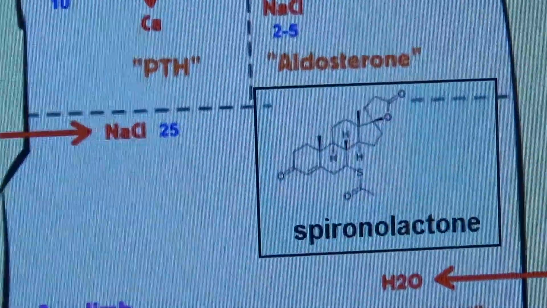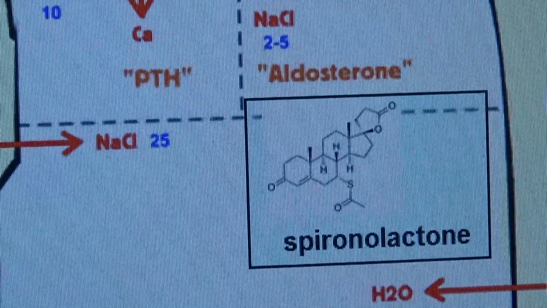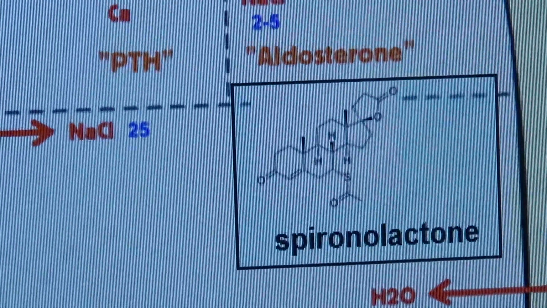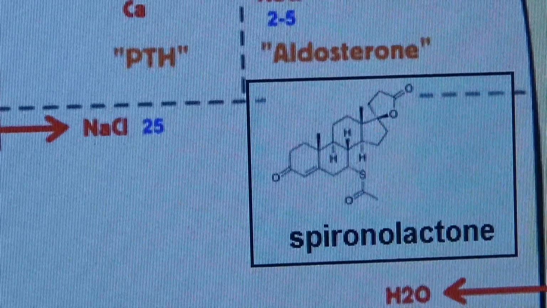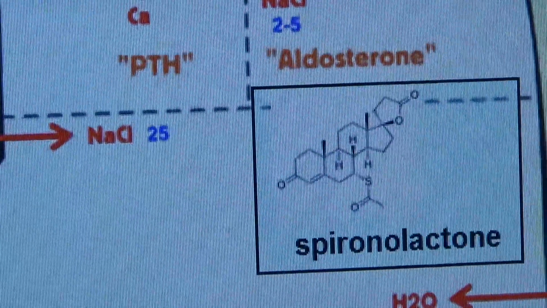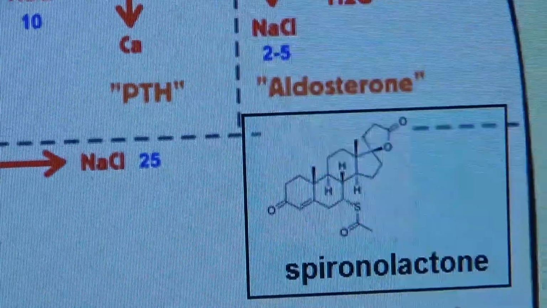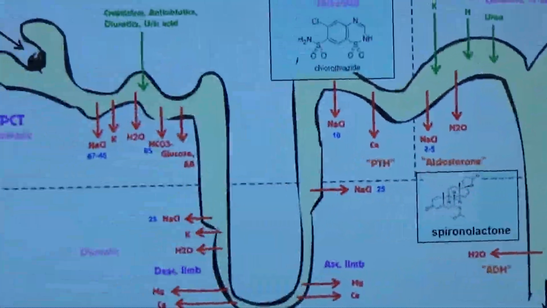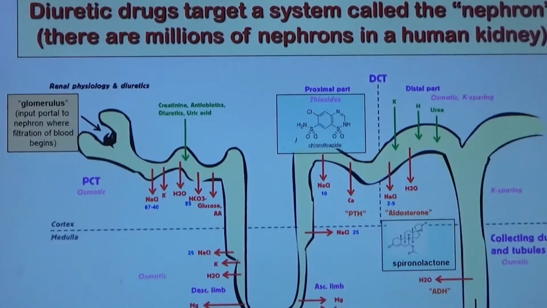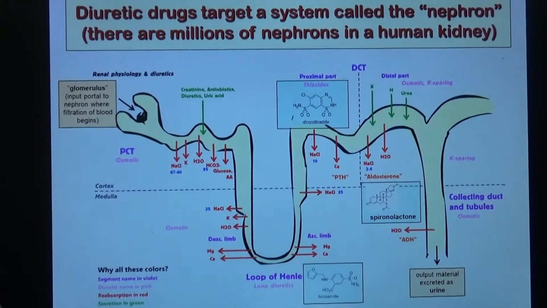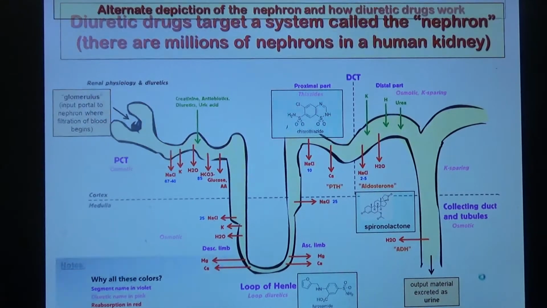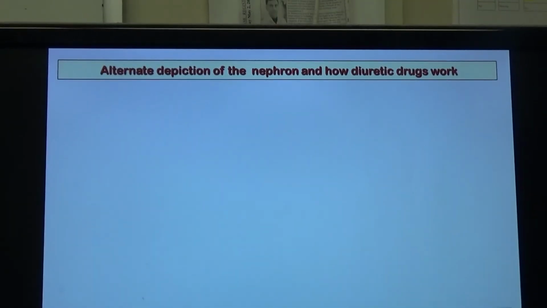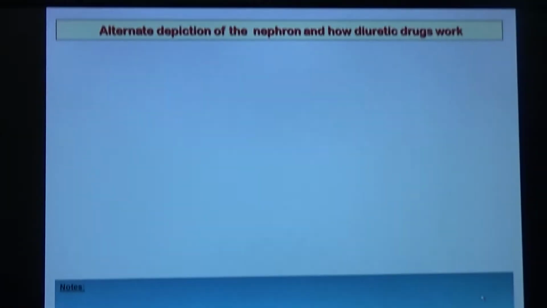And an interesting thing is, this doesn't look like a normal drug because it's a steroid, but it does operate on the aldosterone receptor, and aldosterone is a steroid, so we'll see some similarities between the two structures. Okay. Anyway, that's one way to see how diuretics work. The original figure is on the website. This is an alternate depiction of the nephron and how diuretics work also, and I have a couple of notes that I'll display in a second.